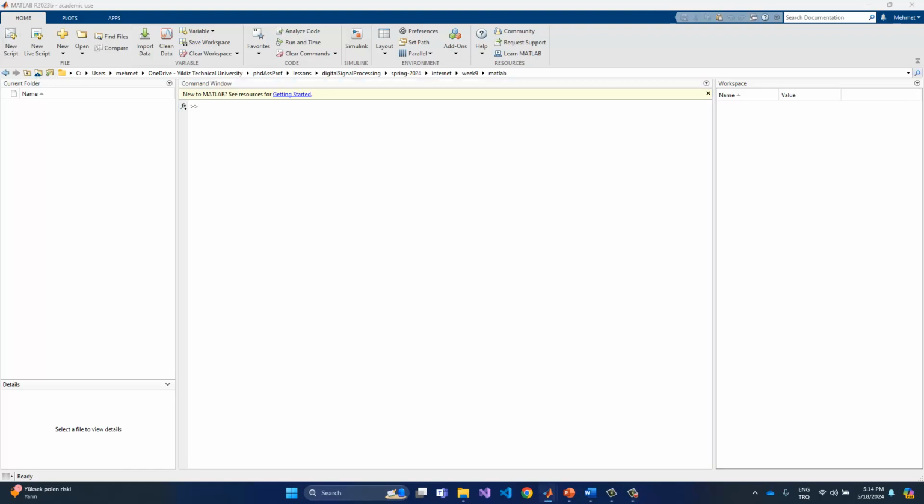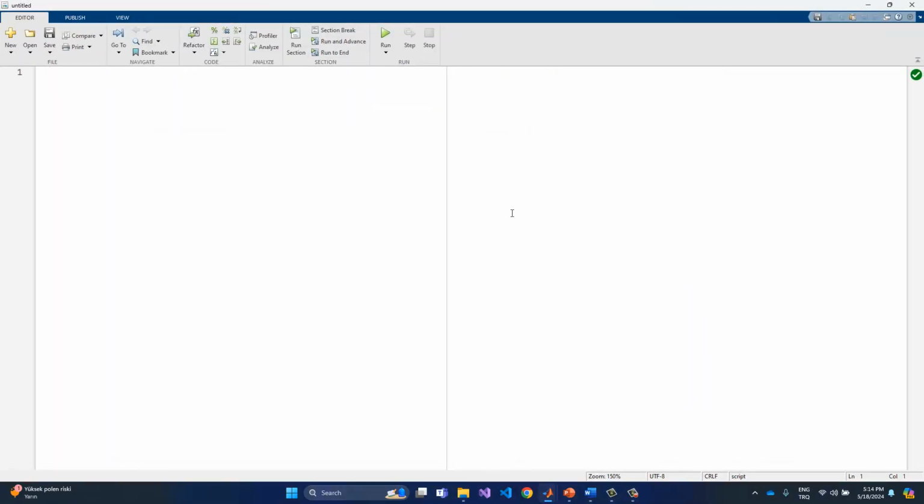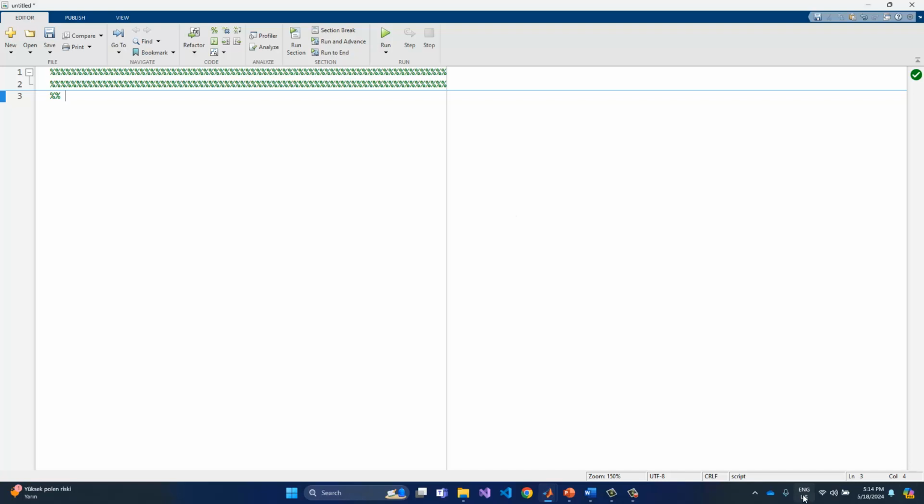Okay, so this is the implementation session for this week. Okay, and so discrete filter design. Okay, clear all, close all, and clc.